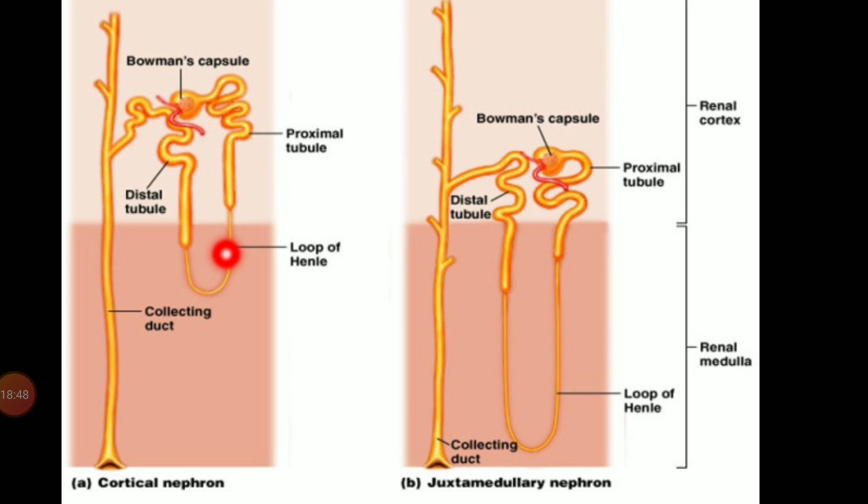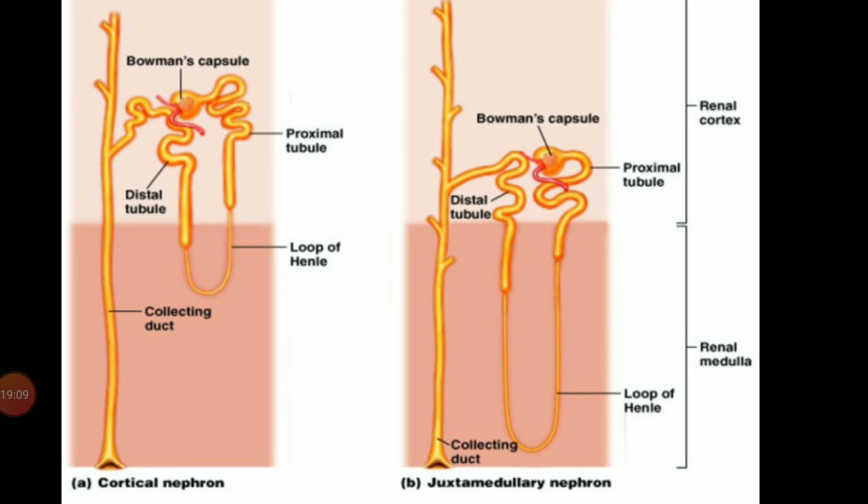Now another differentiating feature, an important feature you have to know. When we talk about the microscopic structure of the kidney, the nephron, we now know that nephrons are of two types, the cortical nephron and the juxtamedullary nephron. Remember that between these two, the cortical nephrons, found in the renal cortex, are maximum in number.